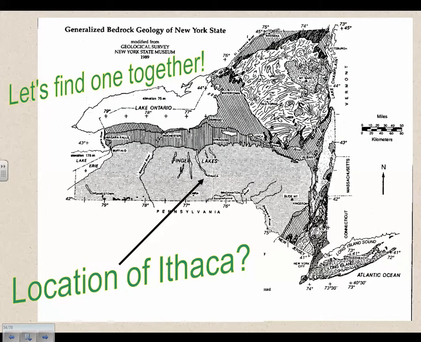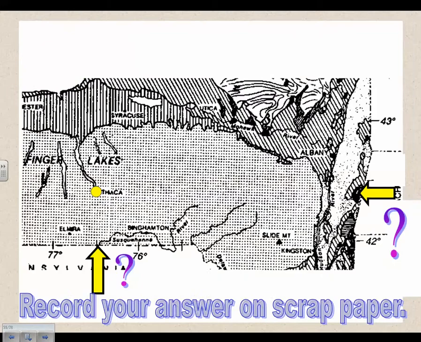Let's find one together. Location of Ithaca, New York. So on your reference tables, you'll find Ithaca is right at the south end of one of the Finger Lakes there. There it is. Now we always do latitude first, so the left and right line is latitude. There it is.